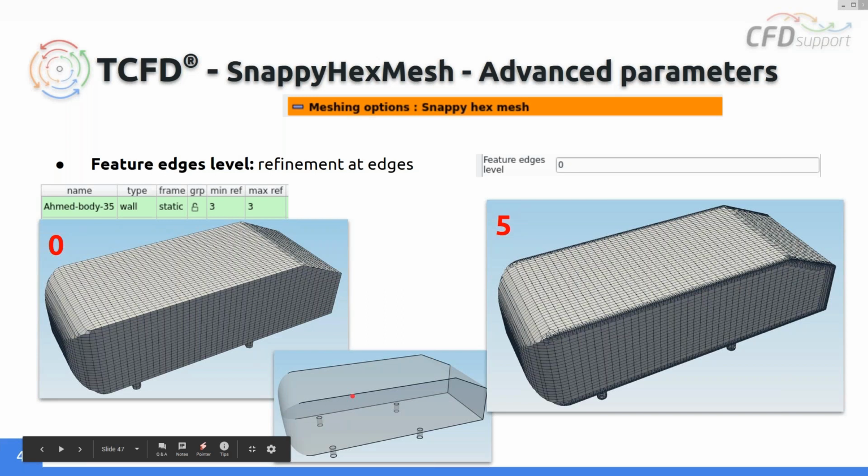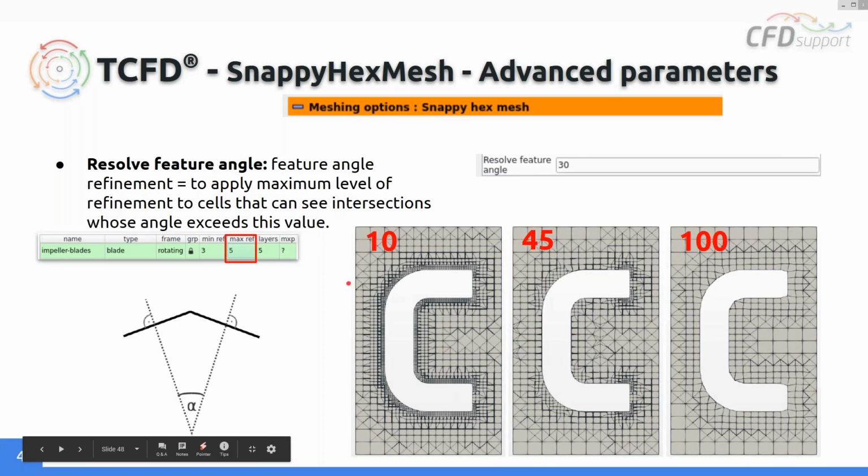And the last one is the resolve feature angle, which is the angle Snappy uses to decide when to apply the maximum level of refinement. If we decrease this value, then for almost all curvatures the maximum level will be applied. If we go for higher values, then only at really highly curved parts of the geometry will the mesh refinement be applied to the maximum level. I think it is also obvious.